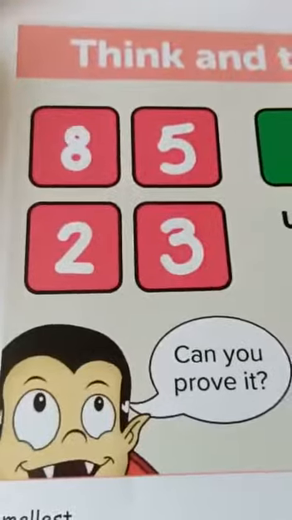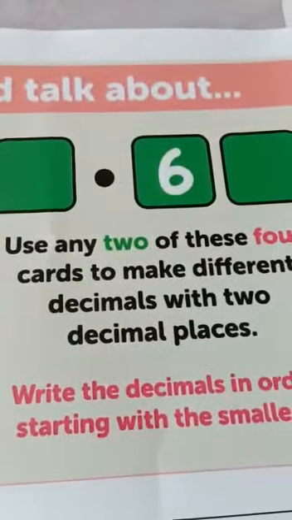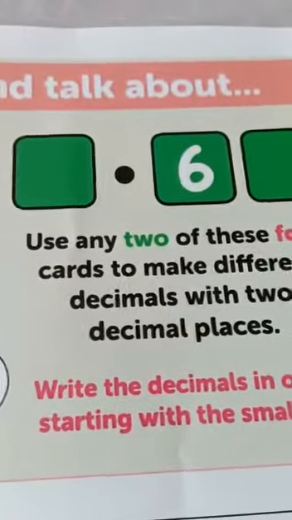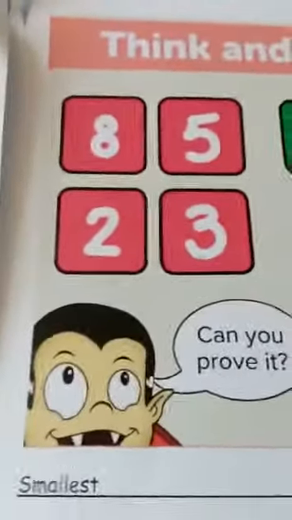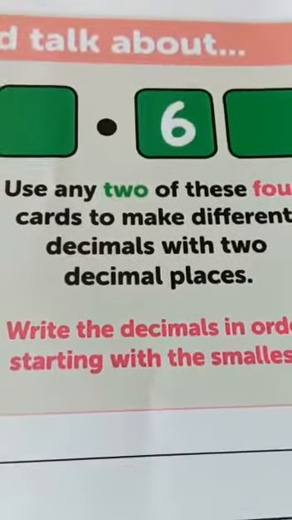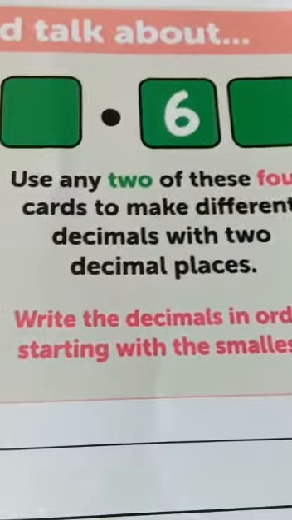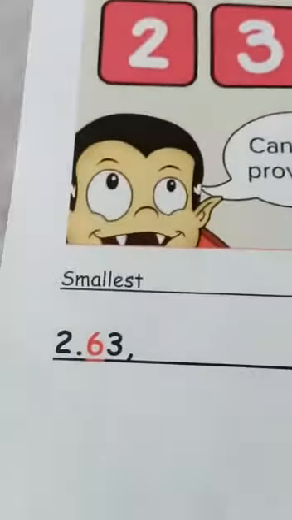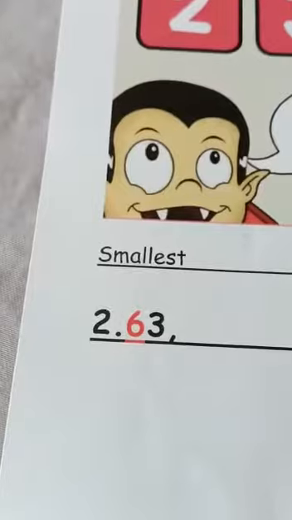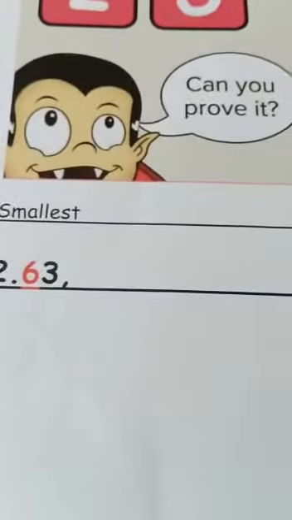You've got 4 digits, 8, 5, 2, 3, and you've got to use those for this 2 decimal place number, something 0.6 something. You can use any 2 of the 4 digits to make different decimals with 2 decimal places. You've got to leave the 6 in the tenths. So you write the decimals in order, starting with the smallest. I've helped you at the beginning, where the smallest is 2.63, using the smallest digits possible, and the largest is 8.65. Which numbers can you make up that will go between those two?